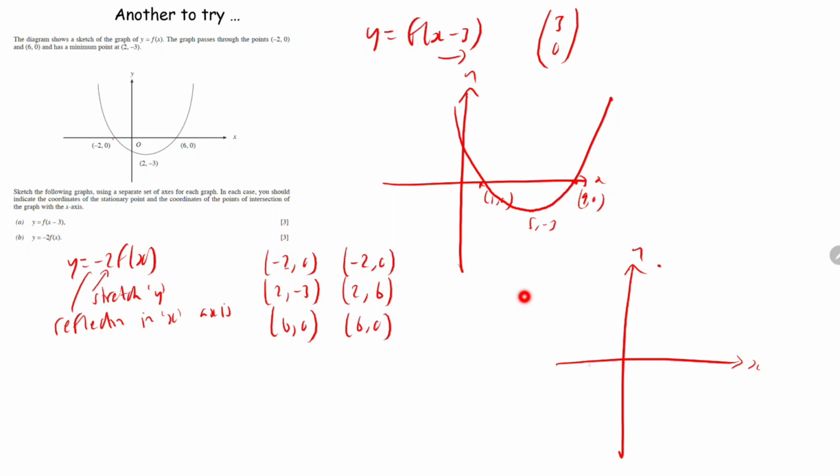So our new graph is going to be at (-2, 0). Root has stayed in the same place. The other root is still going to be (6, 0). But now our minimum point has become a maximum point and has also been times by 2. So it's going to be (2, 6). Giving us something like this.